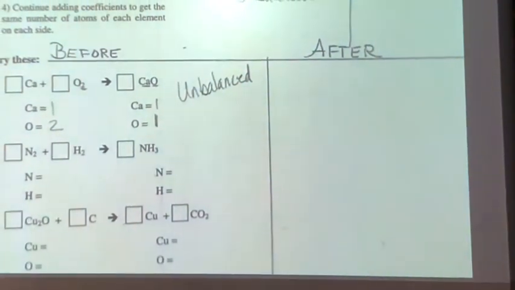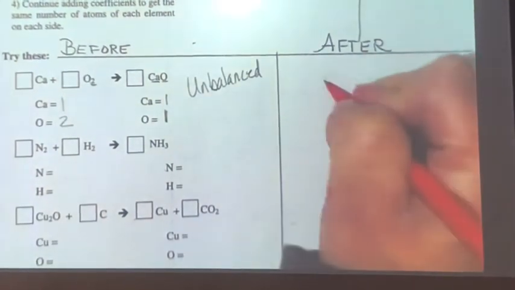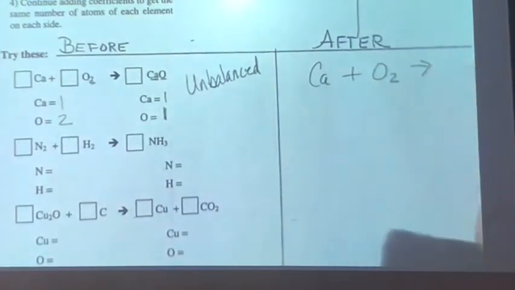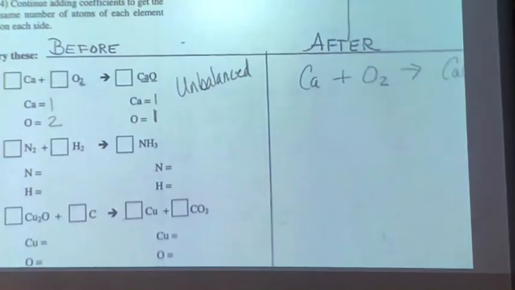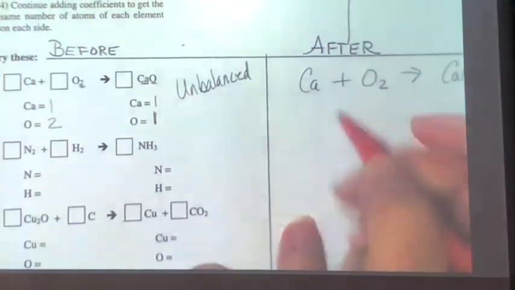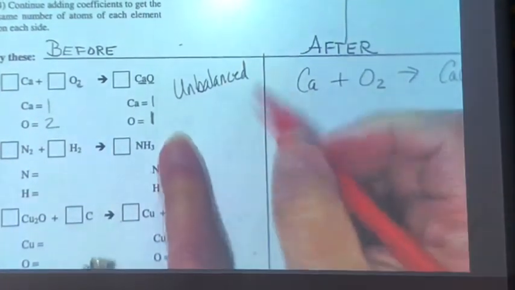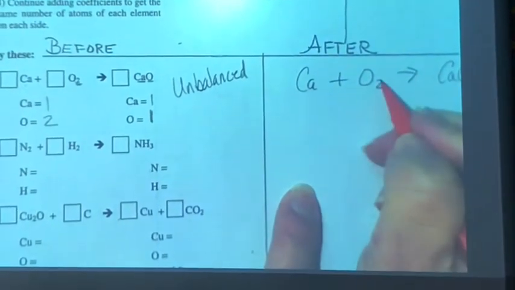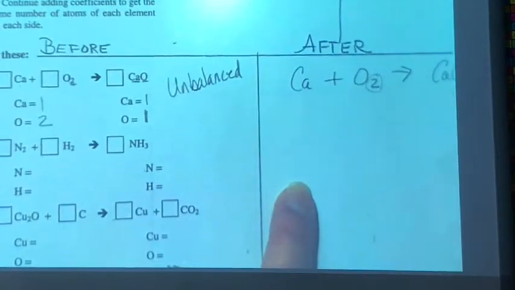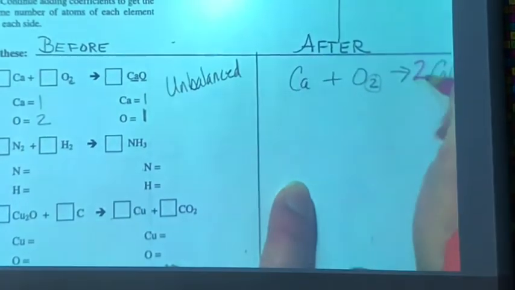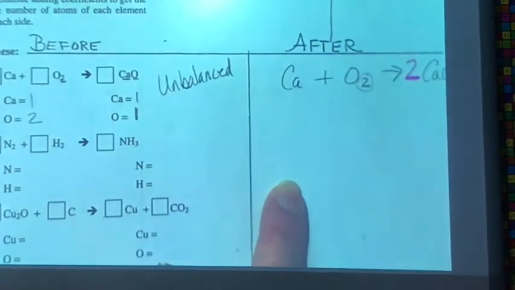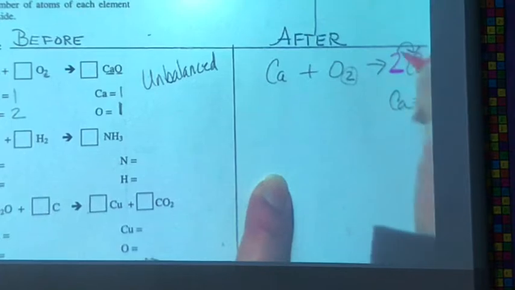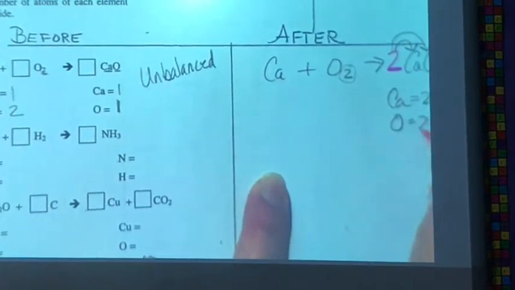So we're going to do that by rewriting it on this side. Ca plus O2 yields CaO. Okay? All right. So this is going to be very similar to the one we just did with magnesium, right? Is that what you're thinking in your head? We know that we've got 2 oxygens. We need to get 2 over here. So once again, we're putting the 2 in front of our calcium oxide here, which means we've got calcium 2, distributive property, and oxygen 2.